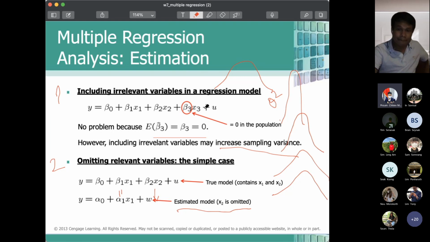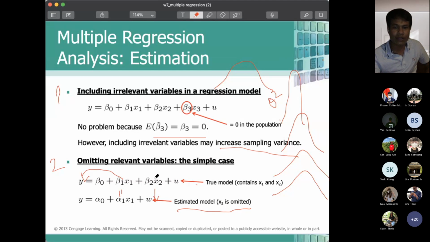Teacher, can you explain the omitting relevant variable again? All right. Again, this omitted relevant variable is what we are going to talk about here. What we are talking about here is the same as the zero conditional mean assumption and endogeneity. If you look at this true model, model 1 here, you see that there are two independent variables. Here we want to estimate the effect of x1 on y. We want only to estimate the effect of x1 on y. But we know that x2 also affects x1.